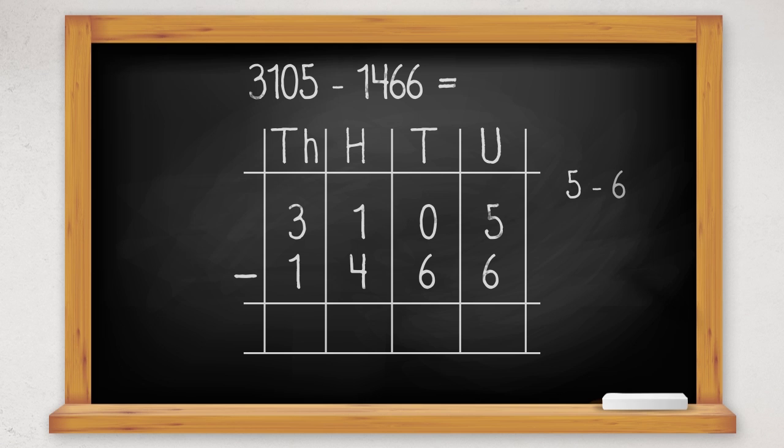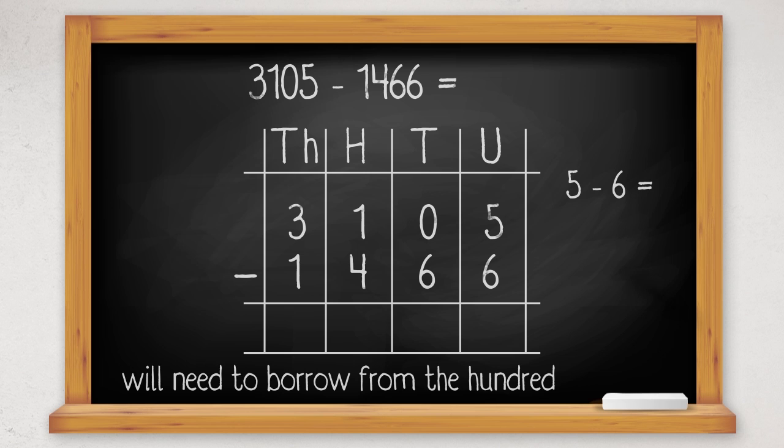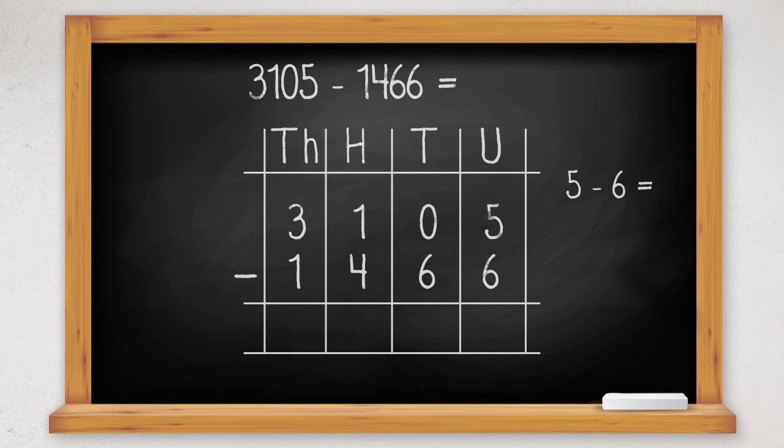5 minus 6. We can't do this because 5 is less than 6. We need to borrow. But if you look at the tens column, there is a 0, so we have no tens to lend out. In order to lend a 10 to the units column, the tens column will need to borrow from the hundreds column. It is really important that you do one thing at a time here and record what you are doing as you're going along, so let's deal with the first.